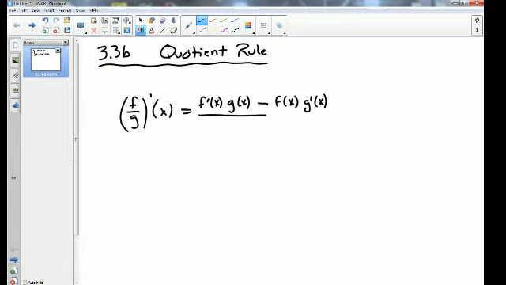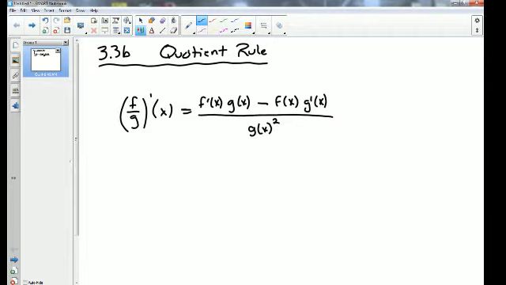Okay, and then the difference here is it's a quotient. The bottom squared. So it's derive top, copy bottom, minus. Okay. Let me get that written down, then I'll start singing.